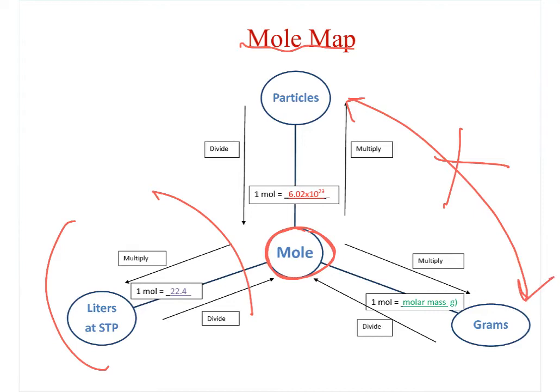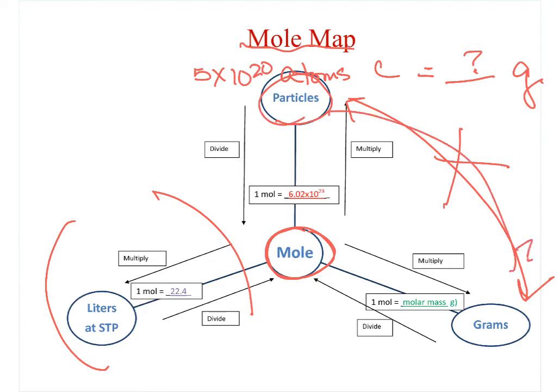So for example, let's say I have 5 times 10 to the 20th atoms, that's a particle, right, of carbon. How many grams is that? Okay, so you would look at the mole map. You'd say, okay, atoms, that's here, particle. And I want to know how many grams. Okay, I know I can't do that all in one step.